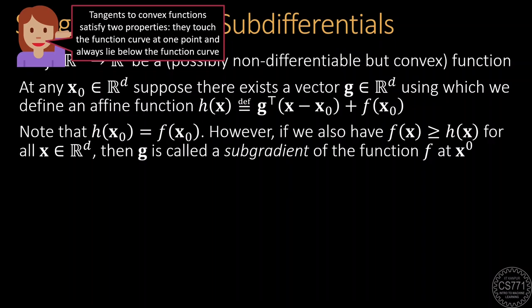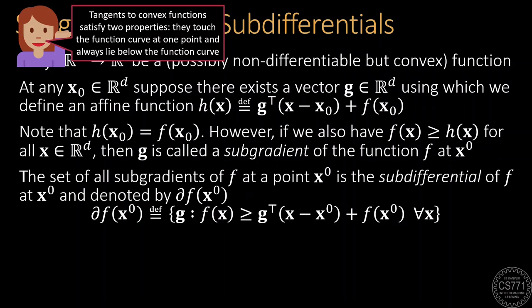Now the curves of f and h do touch at x0 since h of x0 is equal to f of x0 simply by construction. This means that if we also have f of x greater than h of x at all x, which means that the affine function h always lies below the function curve of f, then h will satisfy all the properties of a tangent at x0 and then we can treat g like a gradient. Formally, we say that g is a subgradient to f at x0. Note that the vector g depends on x0 since gradients of a function can change from point to point. The set of all subgradients of a function at a point x0 is called the subdifferential of that function at that point.